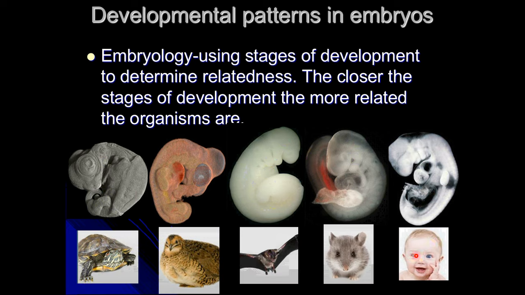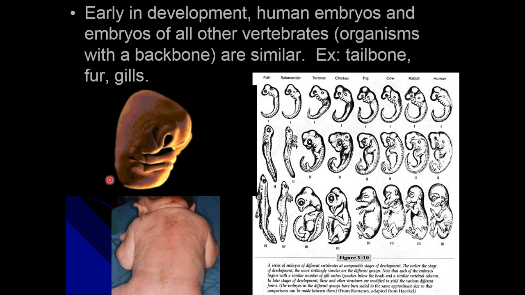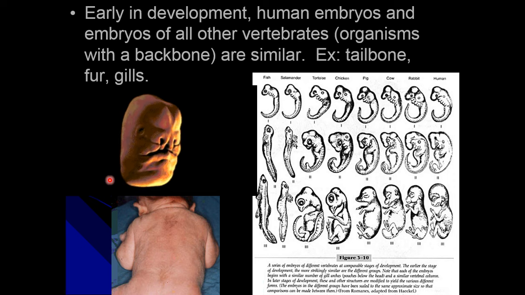Here's the organism that they're going to turn into. So this is a human embryo. Notice it has a tail and it has gills, but we're not born with those. This is a mouse, very similar looking to the human. This is a bat, a bird, and a turtle. So, in early development, human embryos and embryos of all other vertebrates are extremely similar.